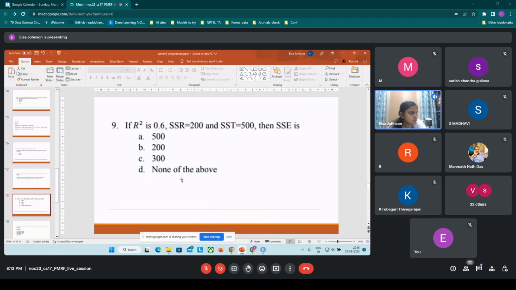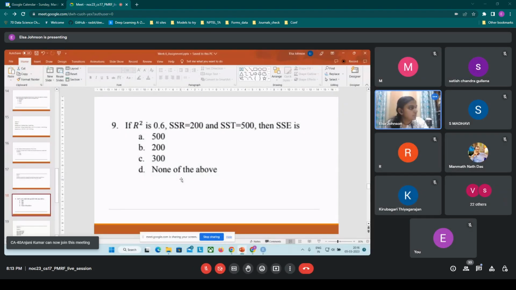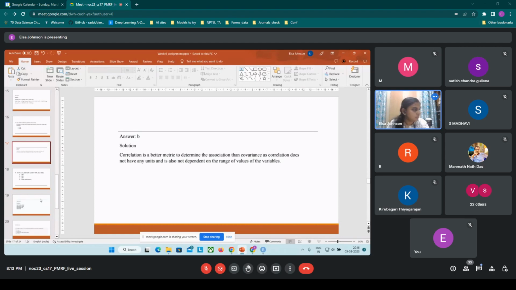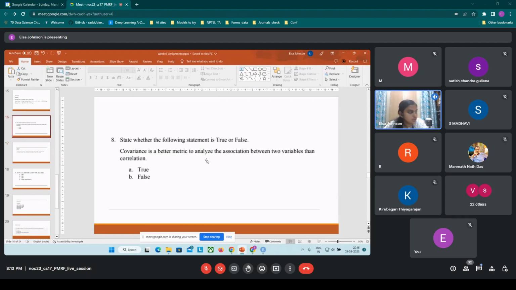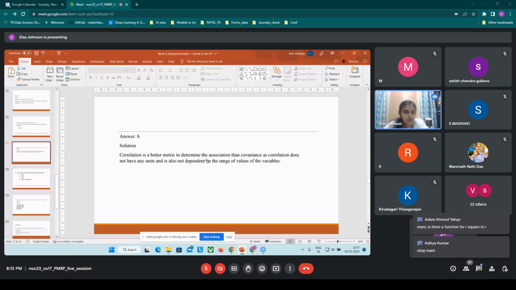Aditya, why do you think it's true? I discussed this. You just consult the PPT. I'll be sharing this one. Okay, Aditya. So this question is like correlation will be a better metric. So that answer is false actually. Correlation is a better metric because it doesn't have any units and it's not dependent on the range of values of the variable.